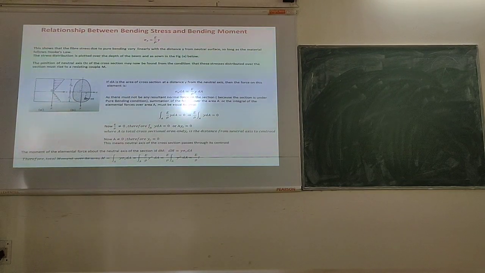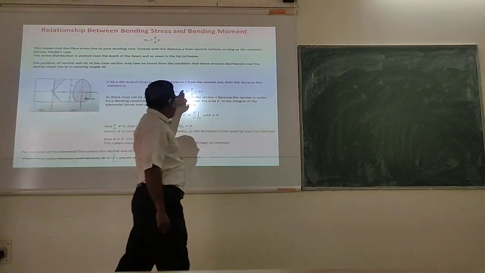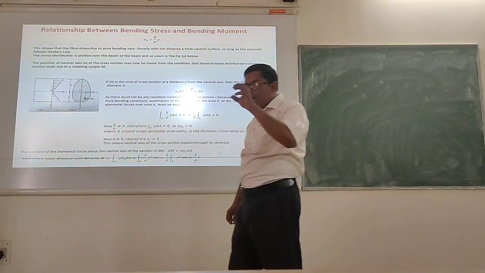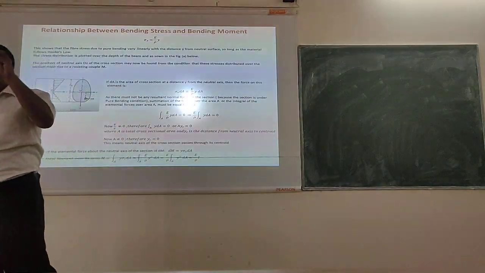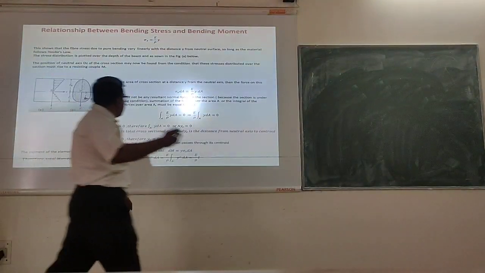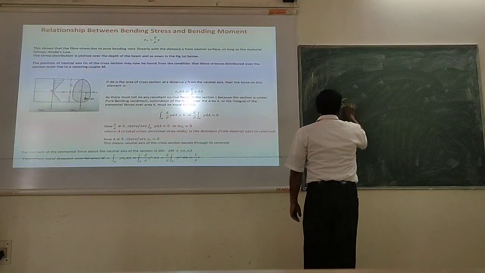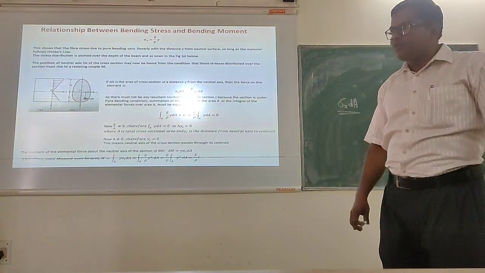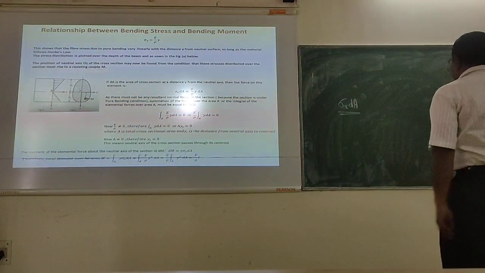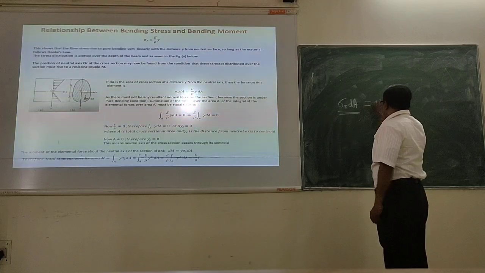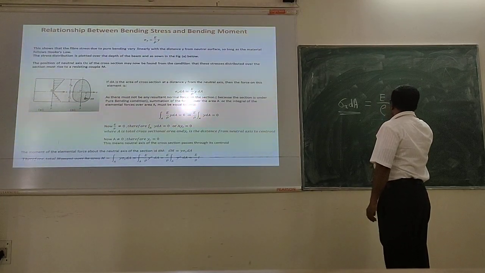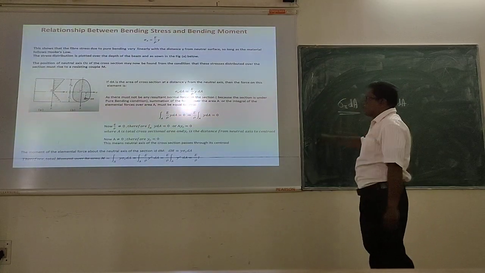Clear? So now if I take a very small element dA, how much force is generated on that small area? That is sigma x into dA. This is the force getting generated, right? Stress multiplied by area is the force. So the force generated is sigma x dA, and sigma x we have derived as E by rho into y. So it is E by rho into y dA. Correct?